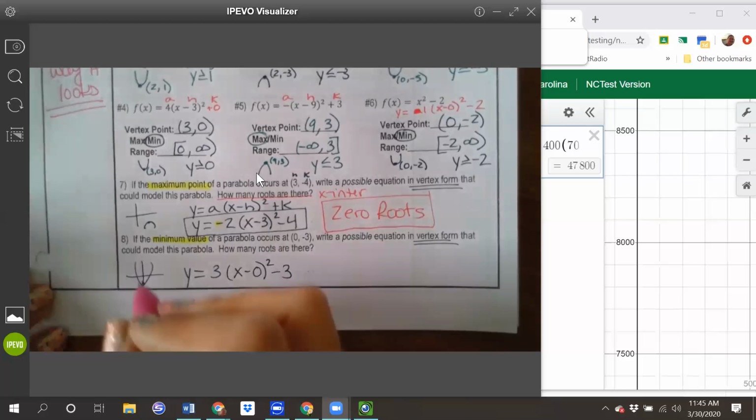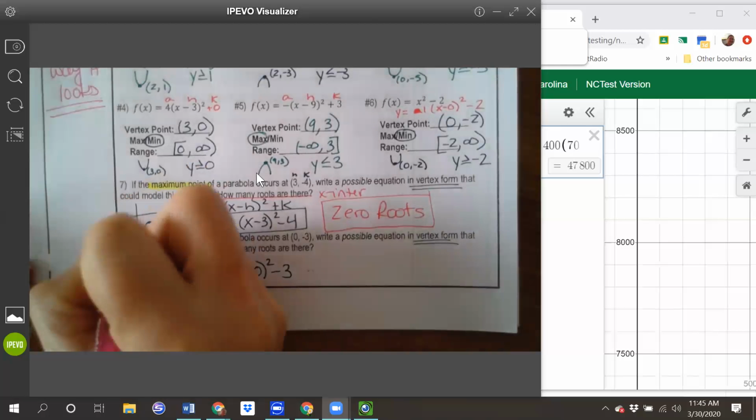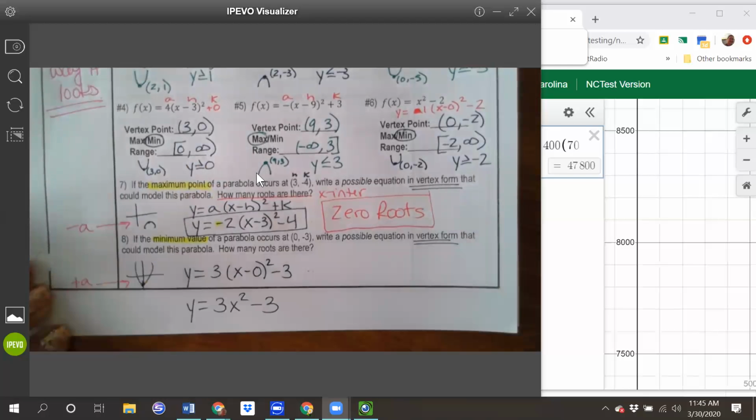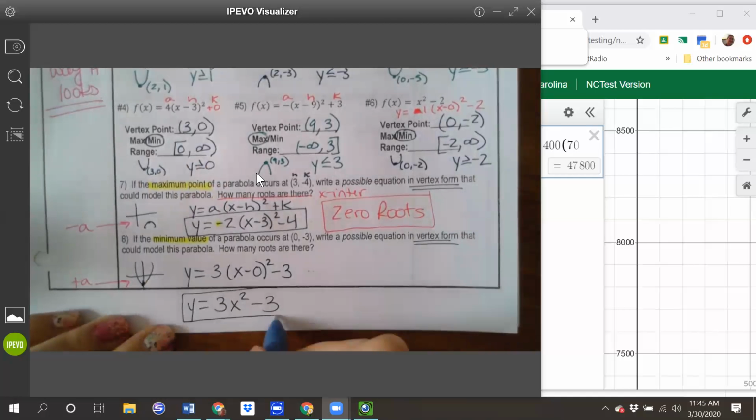Maybe I should make a note of that. Here, you need a negative a value, and here you need a positive a value. Okay, so that is my possible equation.